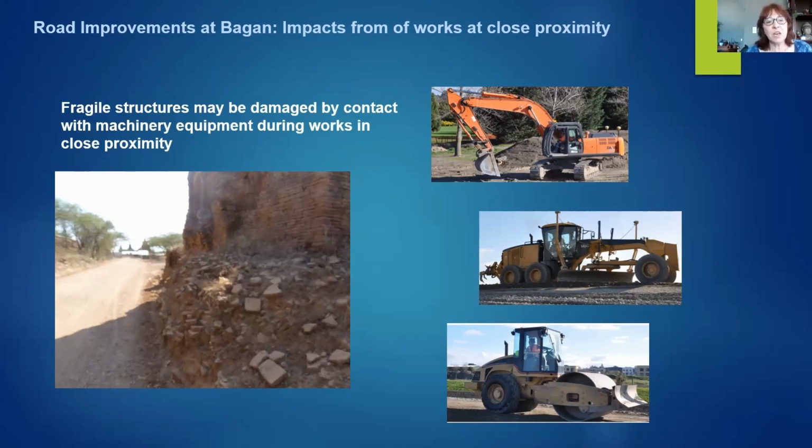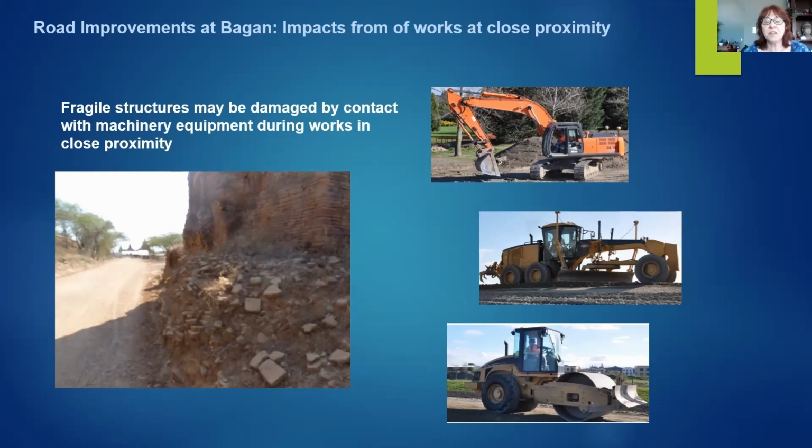We can sometimes have works needed in very close proximity to very fragile structures that could be severely damaged or even destroyed by the works. I've just put on the right-hand side of the slide some examples of plant that's used during road improvement projects. As you can see, they're quite large. It is quite possible that any of these could cause irreparable damage to a fragile structure.